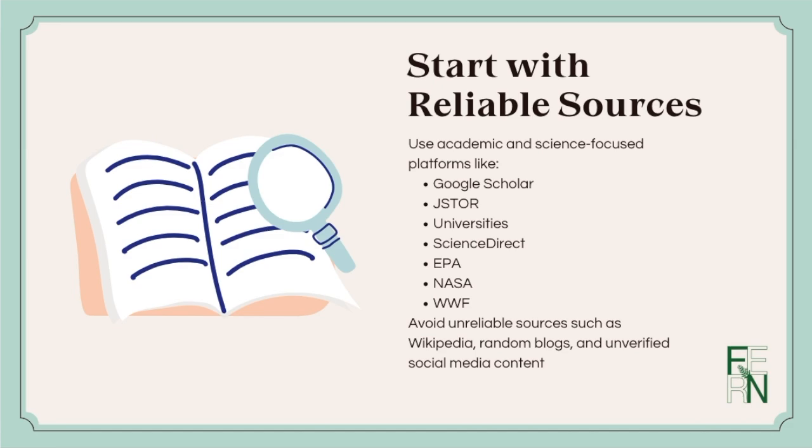Start with reliable sources. Okay, so where should you look for information? Stick with reliable science-based sources. Here are some great places to start. Google Scholar and JSTOR for research papers, EPA and NASA for environmental data, Science Direct, WWF, and university websites for current studies and case reports. Try to avoid sources that aren't verified, like Wikipedia, random blogs, or social media posts with no sources.